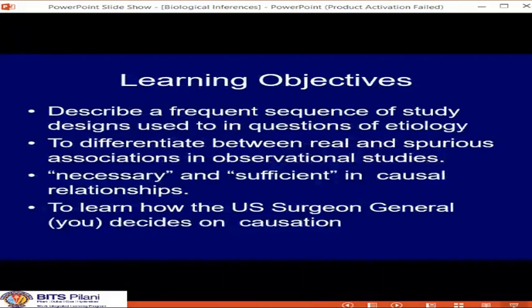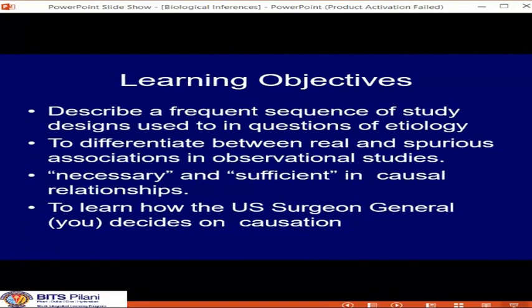So what are the objectives for this session on biological inferences? First, I want you to be able to describe the sequence of events that happens when we're thinking about etiology. Is this really something which causes disease, or it is not? I want you to be able, at the end of the session, to differentiate between real and spurious associations.